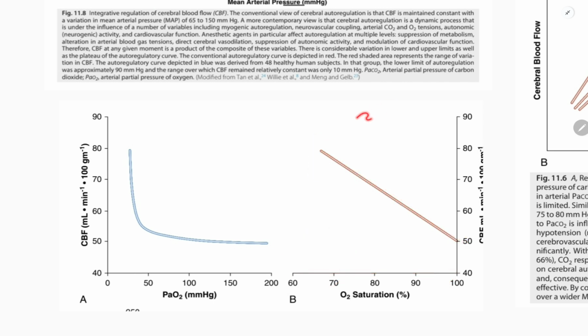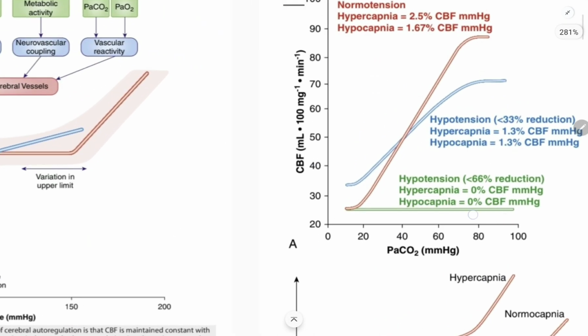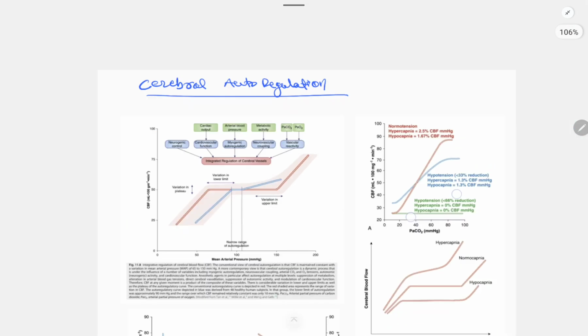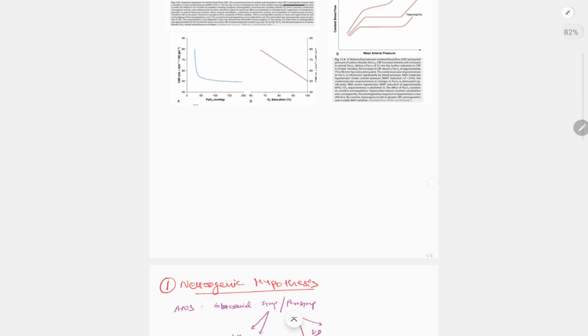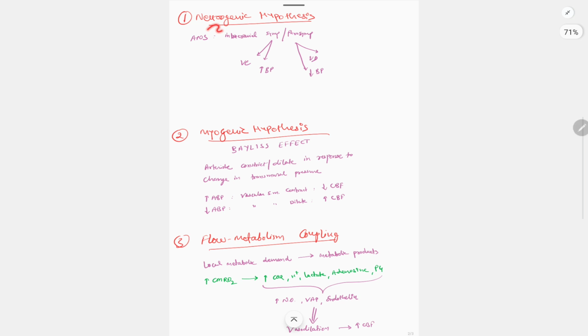So in a CNS case, you avoid hypoxia and you avoid hypercarbia, because in that case your cerebral blood flow will be higher. So this thing you need to mention. Now, 3 points you discuss over here. One is the neurogenic hypothesis, one is the myogenic hypothesis, and the flow metabolism coupling. Only these 3 points if you discuss, your question will be done.